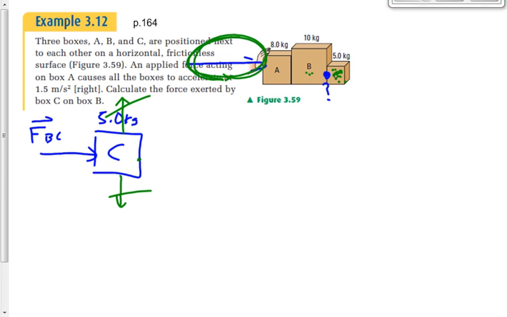So let's analyze the object now, object C. We say F net is equal to the sum of the forces that don't cancel. Gravity and normal force cancel. The only thing I'm left with is FBC. Next step is M times A is equal to FBC. What mass do I use? 8, 10, 5, or 23?